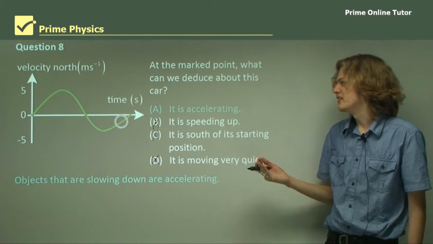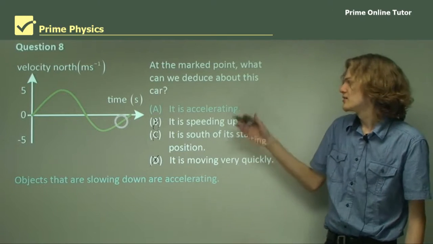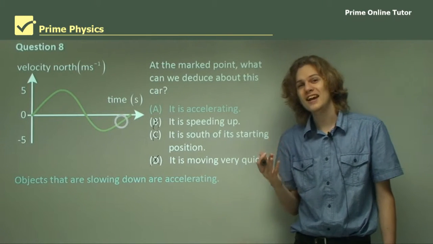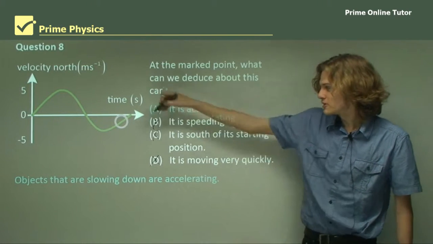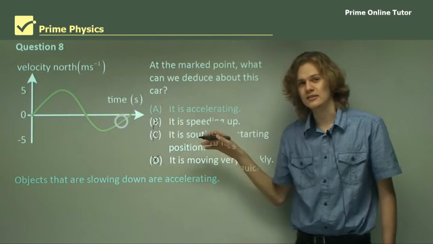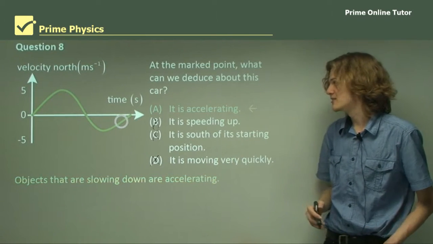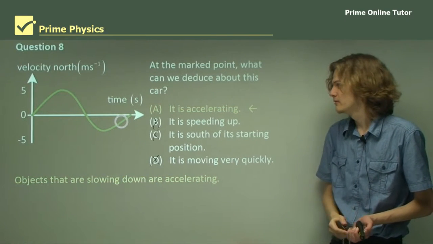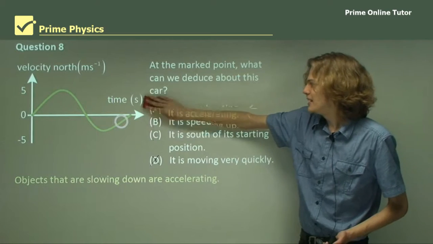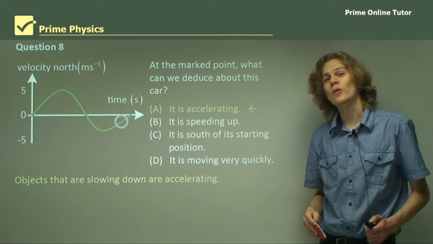What about A then? It is accelerating. Isn't that the same thing as B? Well, no. Accelerating means that its velocity is changing. And we can see that because the slope here isn't 0, it is accelerating. And although it's getting closer to the x-axis, so it's slowing down, it still counts as accelerating. So the correct answer is A. Remember that even if an object isn't speeding up or slowing down, it can still be accelerating if its direction is changing.